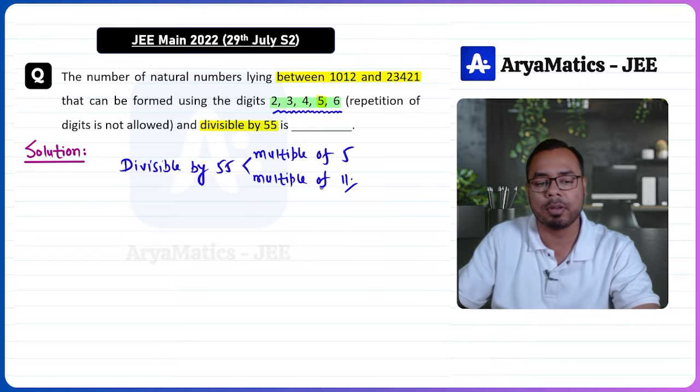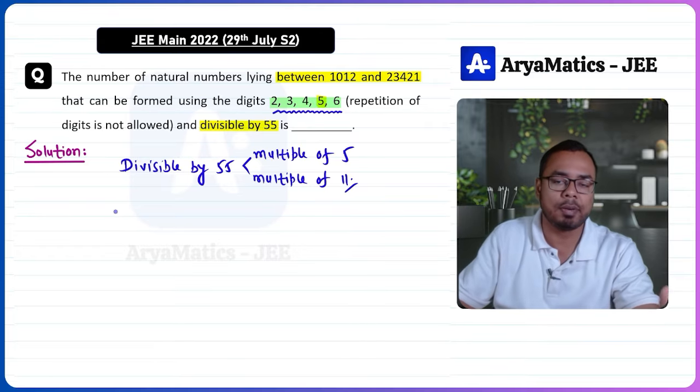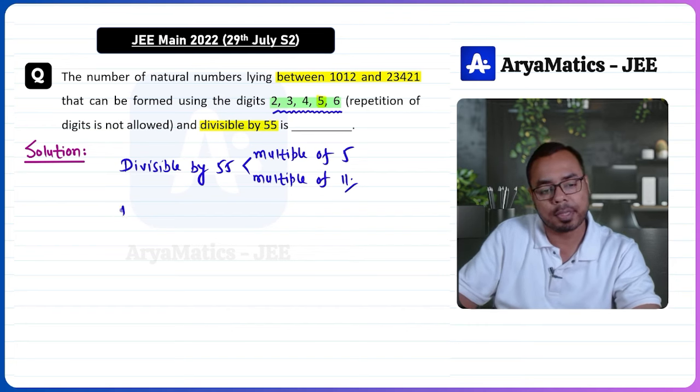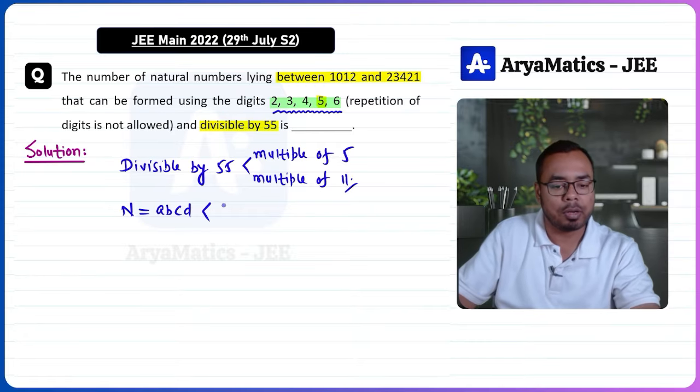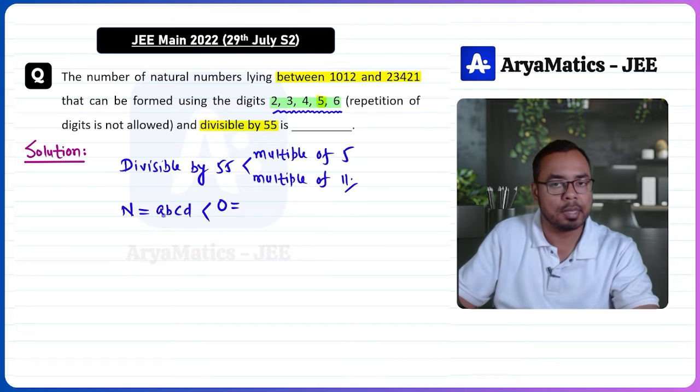Also, a number is a multiple of 11 if the difference of the sum of digits at odd places and even places is a multiple of 11. Right? For example, let us take a 4-digit number ABCD, and if I want this number to be a multiple of 11, then at odd place we have these two digits. Let us say O is representing the sum of digits at odd places.